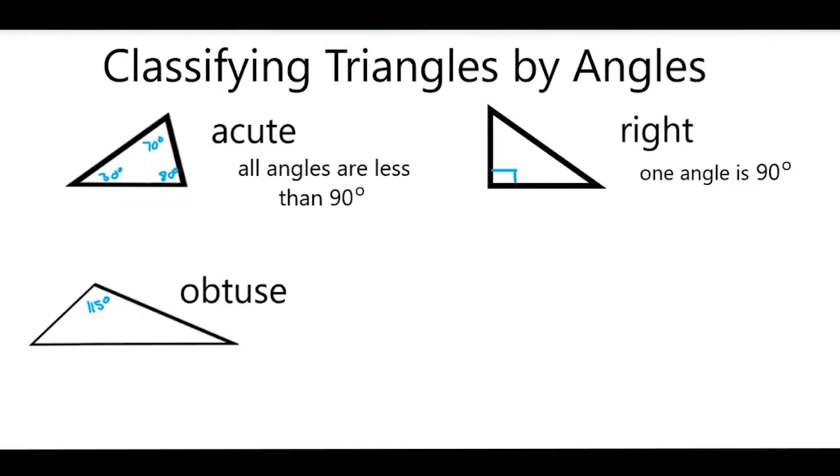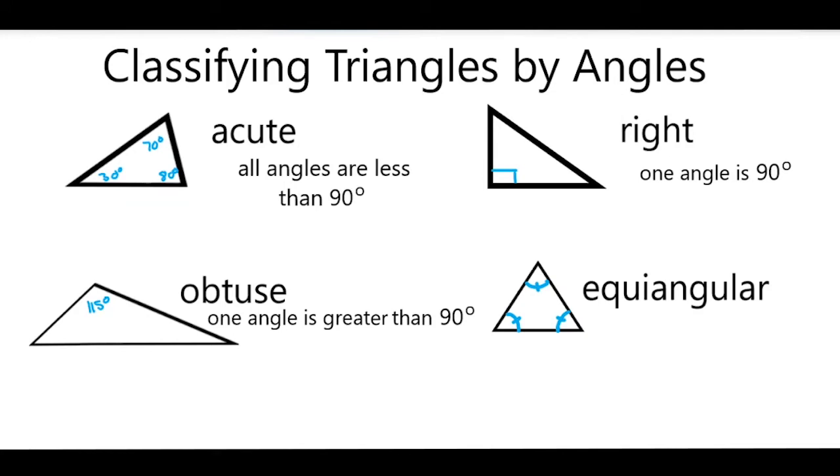The next classification we'll talk about is the obtuse triangle. An obtuse triangle has one angle where the degree is greater than 90 degrees. So we'll have one angle where the measure is greater than 90 degrees. You'll see here we have a triangle that has an angle of 115 degrees, which is greater than 90 degrees, and that would make this an obtuse triangle.